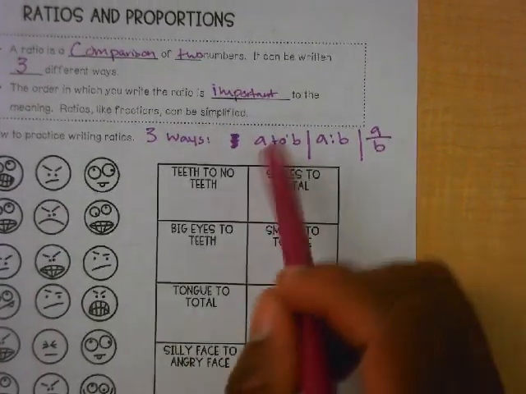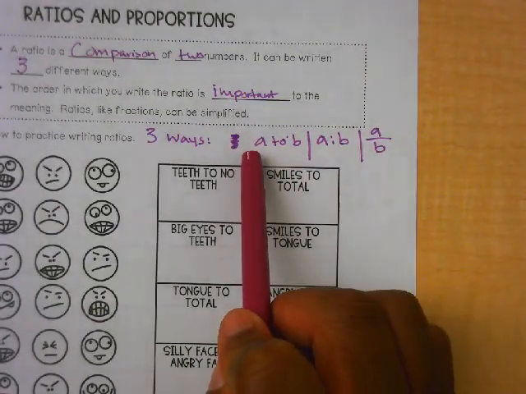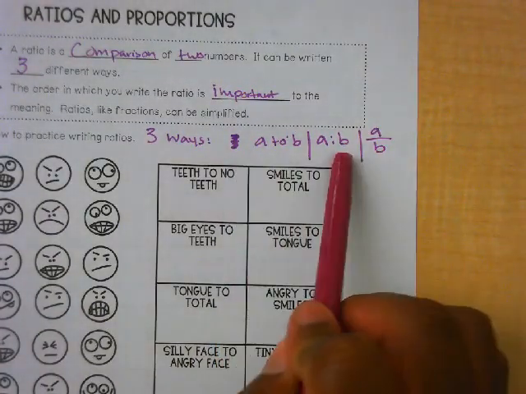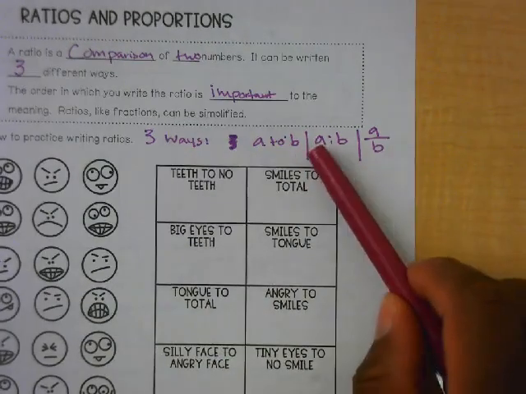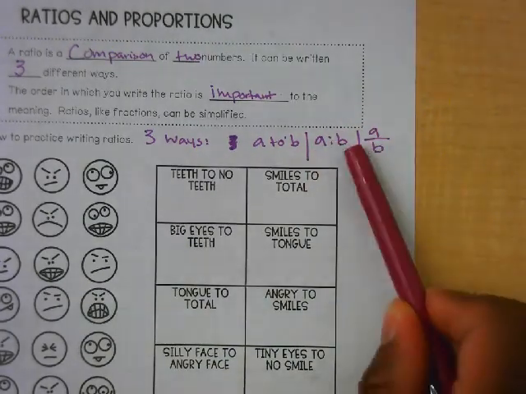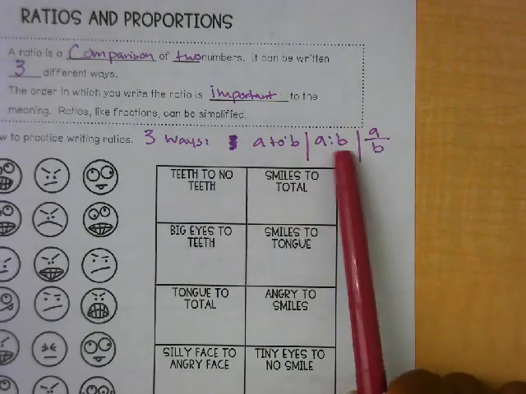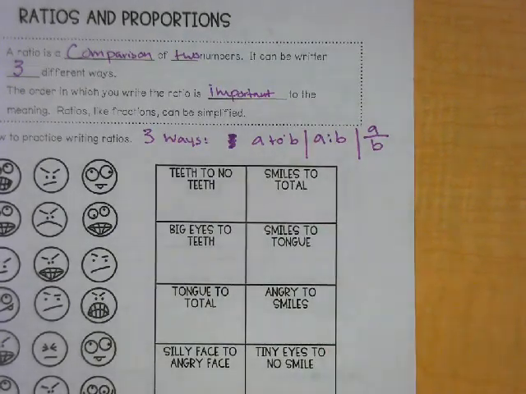The first way is A, the word to, B. So A to B, just like that. The second way is A and then a colon, B. The way you say that is A to B, so you're comparing A to B. And then the third way, the most popular way, is a fraction, A over B.